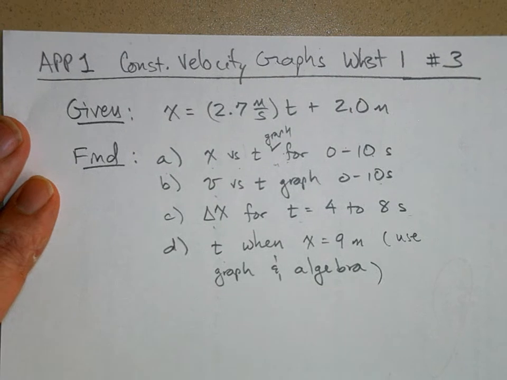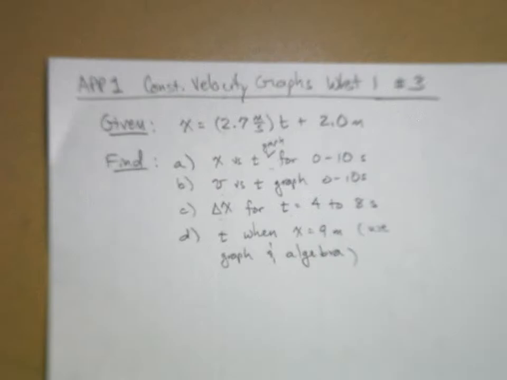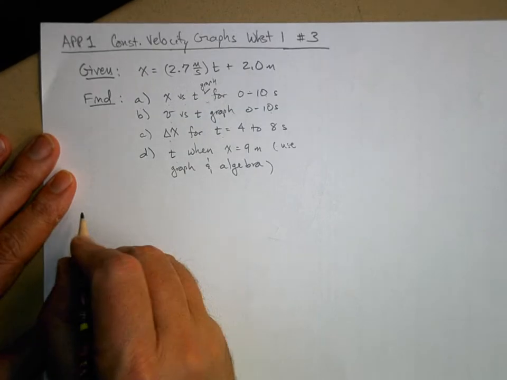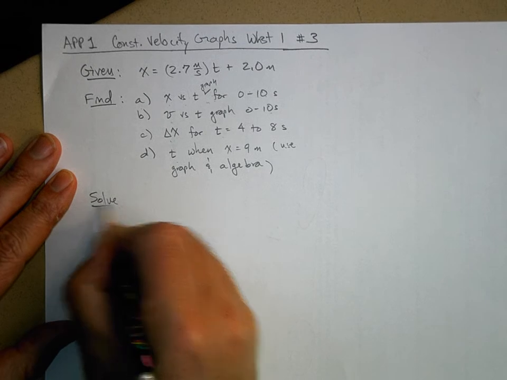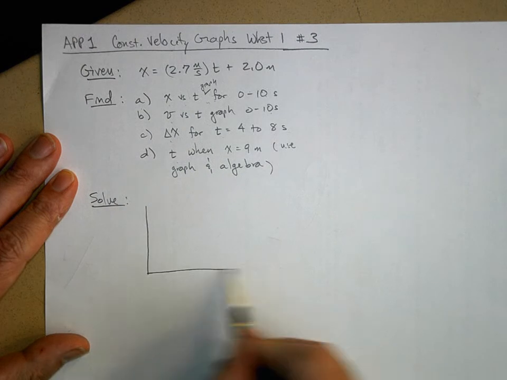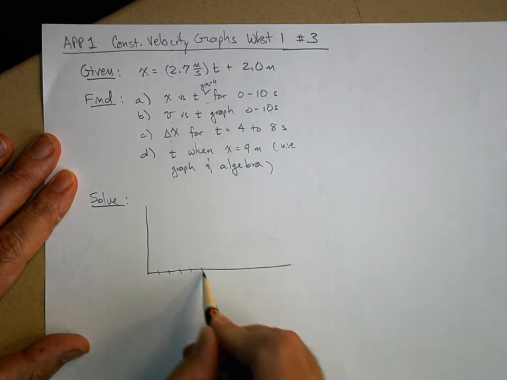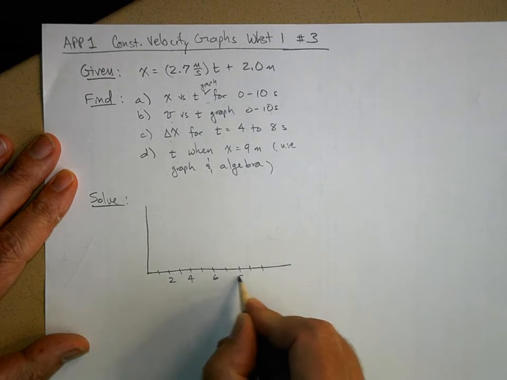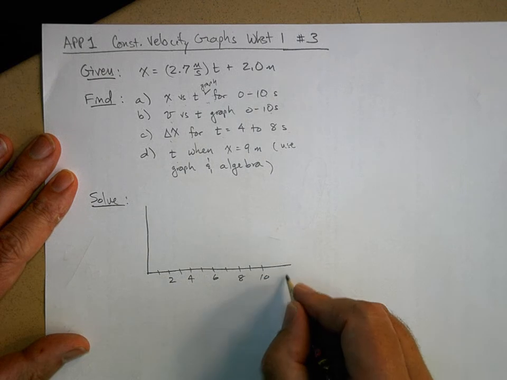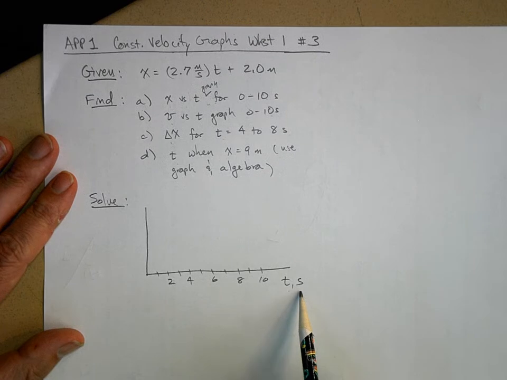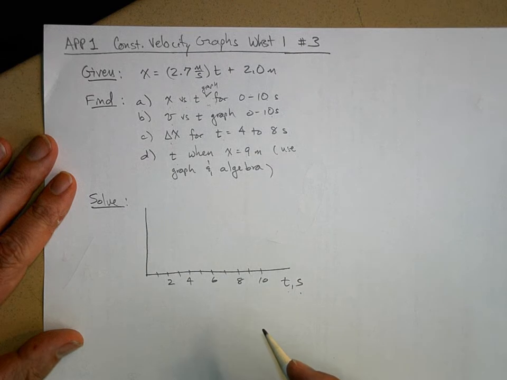So let's solve this. I'm going to zoom out a little bit, make room. Let's do position versus time for 1, 2, 3, 4, 5, 6, 7, 8, 9, 10. 2, 4, 6, 8, 10. You can skip like that, make it a little faster. And you have to have the variable, and you have to have the units. And the increments have to be evenly spread out.